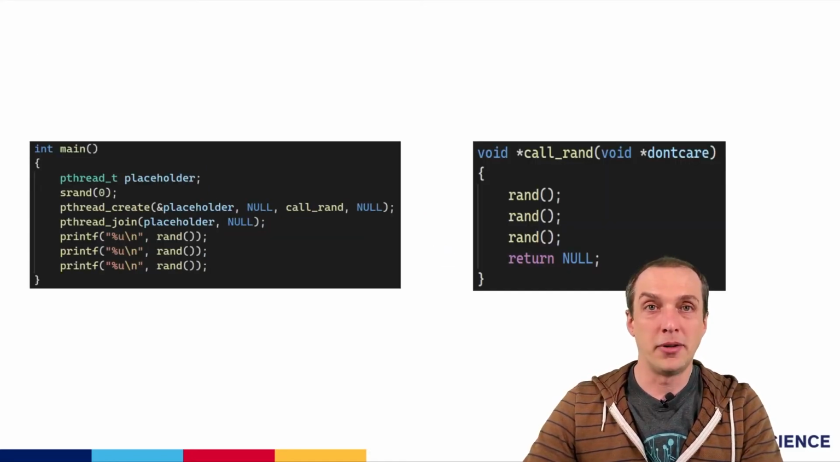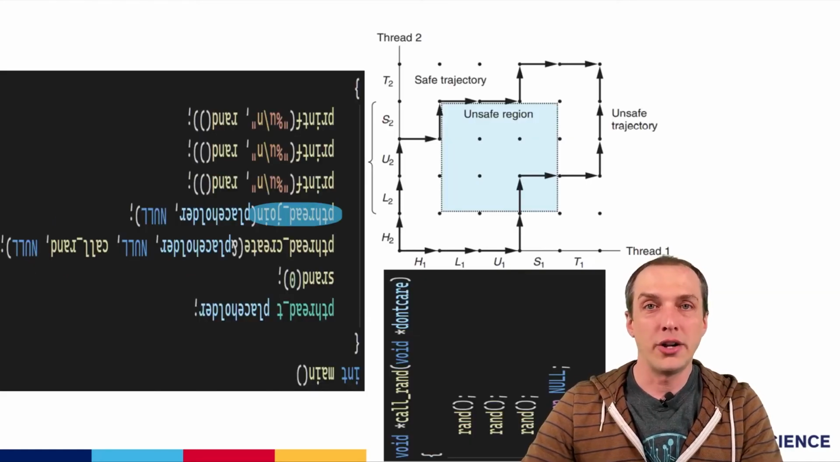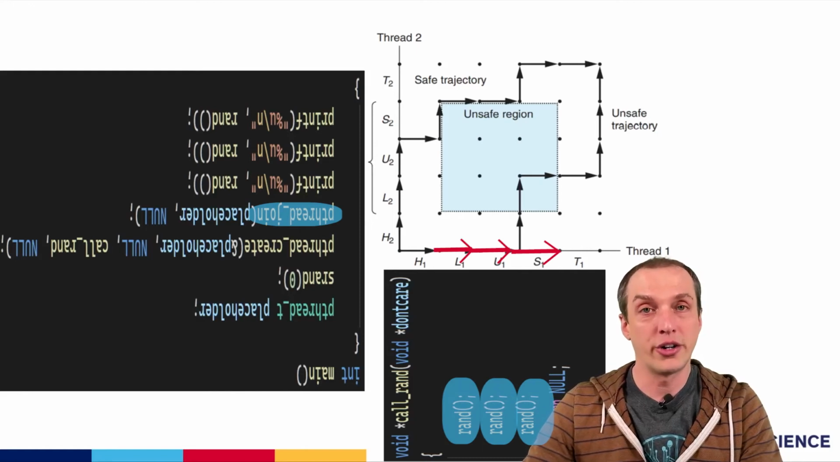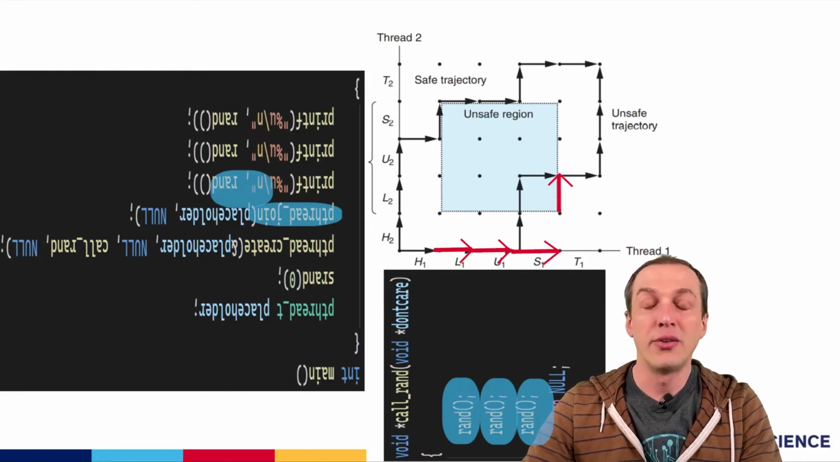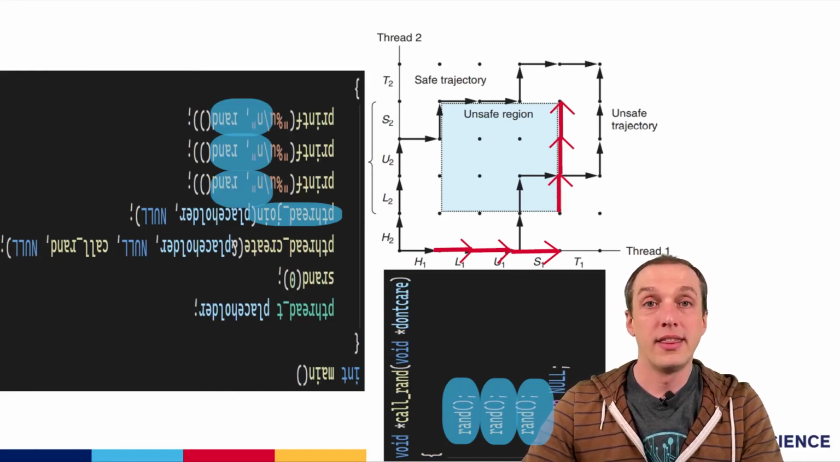We can solve this problem by making sure that neither thread goes into the dangerous section of that interleaving. We do that here by adding a call to pthread join. By adding this call to pthread join, we ensure that all three calls to RAND in the worker thread are always completed before the three calls in the main thread. This ensures that no matter what the interleaving is, it will always give the same expected output.